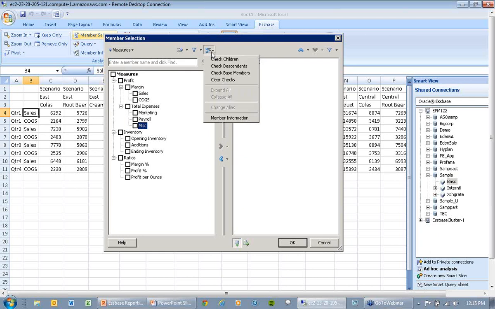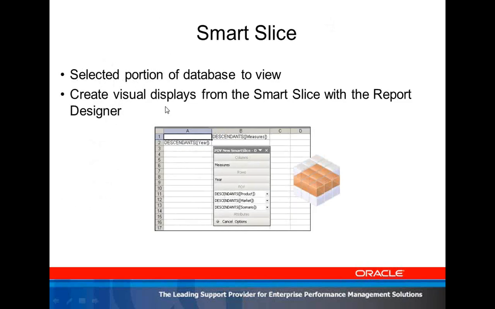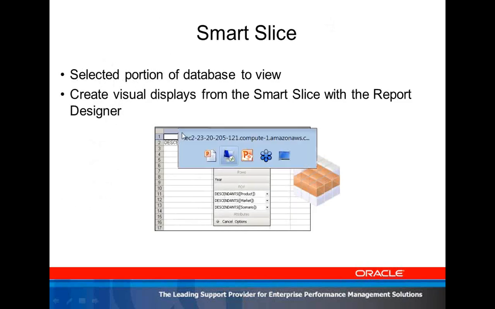But member selection, I can do any number of things, including filtering members based upon their generation, their level, their UDA, if you've ever heard what a UDA is. Just multiple things you can do with member selection. And like I said, there are other tools that you can use to do reporting, like Smart Slices, Report Designer, Query Designer, Smart Query, and the insertion of functions. And yes, I can integrate it with Word and PowerPoint, copying live data, as I mentioned earlier.